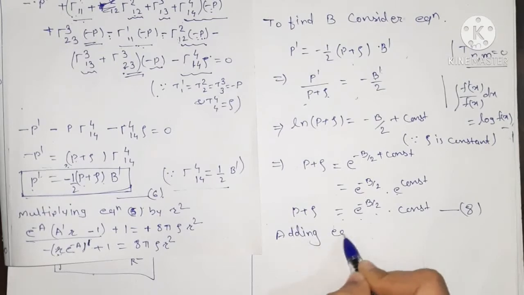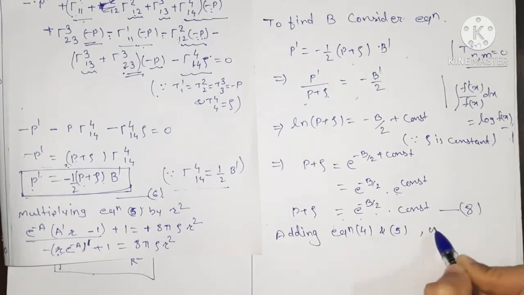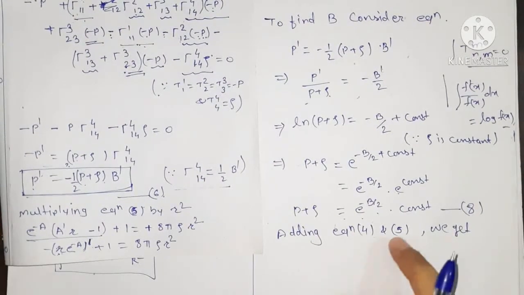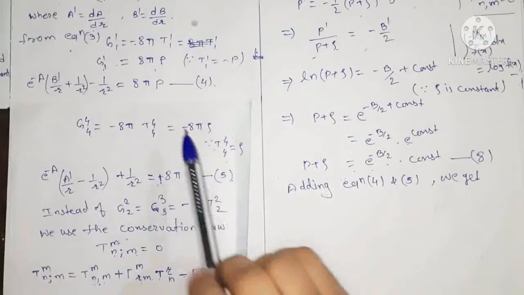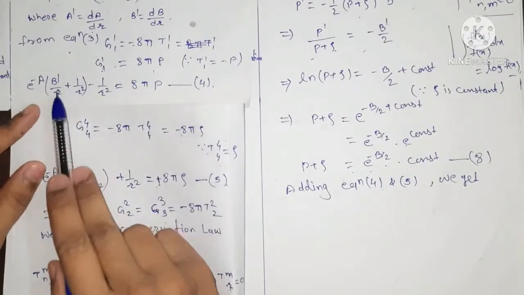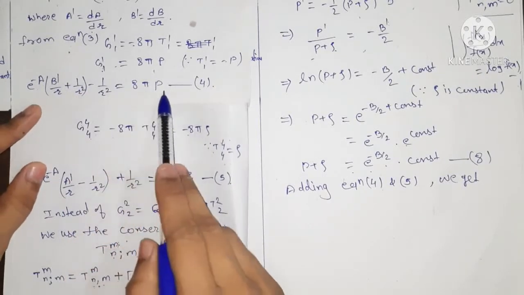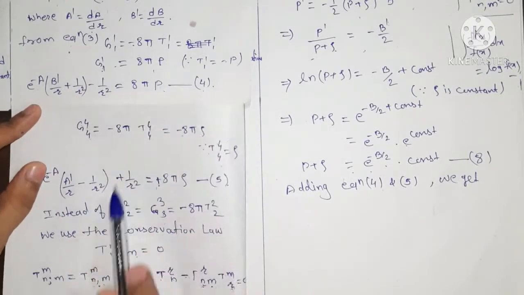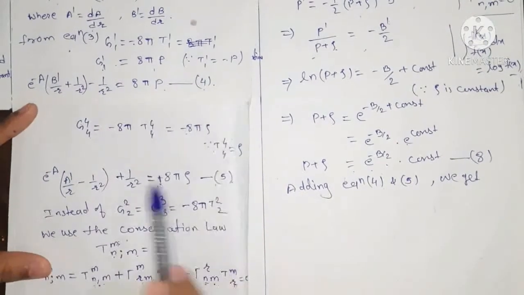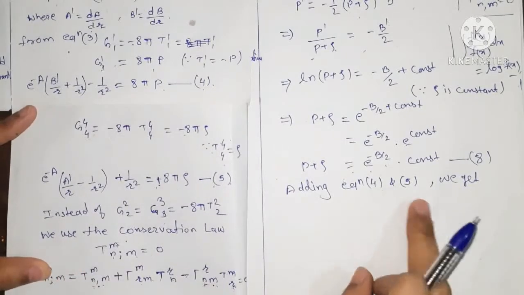Now we add equations 4 and 5. What do equations 4 and 5 represent? Equations 4 and 5 are the field equations. Equation 4 is e to the power minus a, b dash upon r plus 1 upon r square minus 1 upon r square equals to 8 pi p; that is the field equation of G11, and equation 5 is the field equation of G44. Now we add equations 4 and 5.